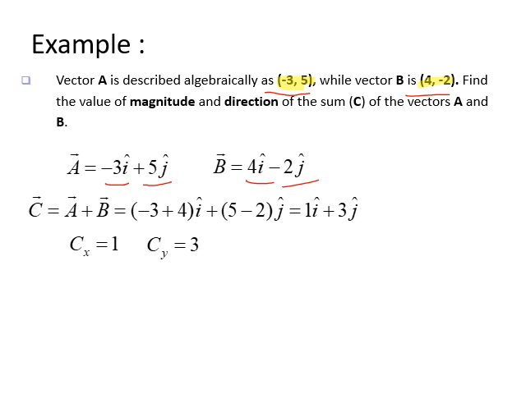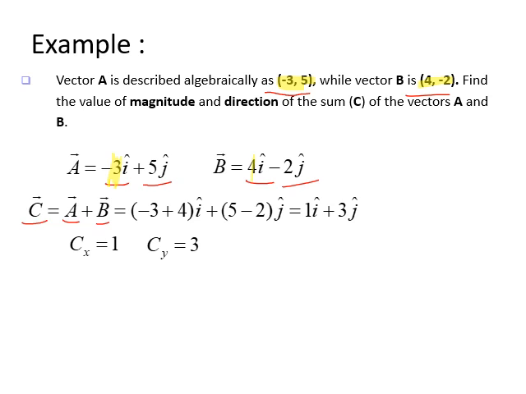The addition of these two vectors will give us another vector c, which is vector a plus vector b. The important part now is how you add these two vectors. You add the i components together and the j components together. So here with i you have negative 3.